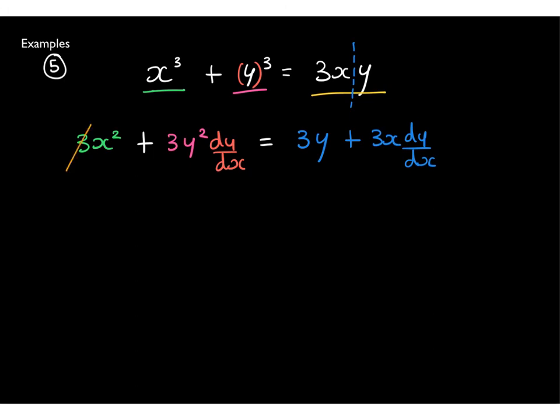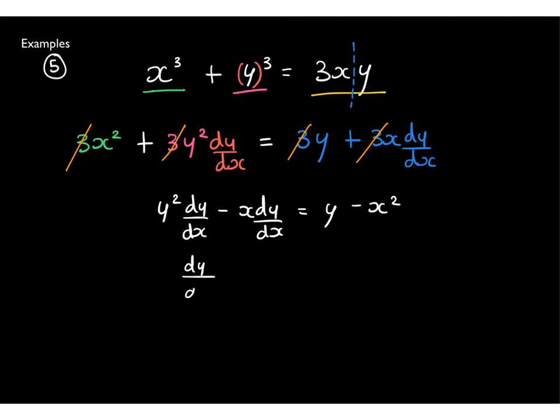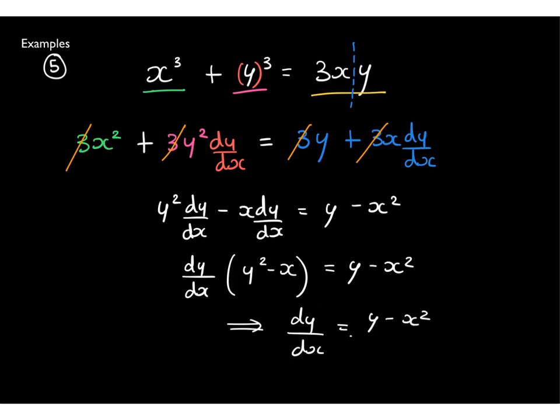We can divide through by a factor of 3 across all 4 terms, and then I want to collect the dy by dx terms on one side, and all other terms can be collected on the other side. Factorise dy by dx, and then divide through, so we get dy by dx, which is y minus x squared over y squared minus x, which has a rather pleasing symmetry to it.